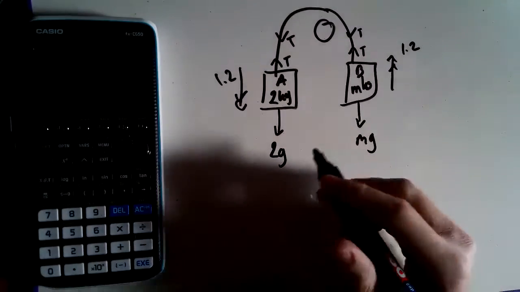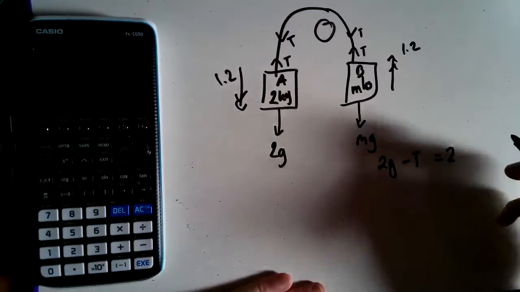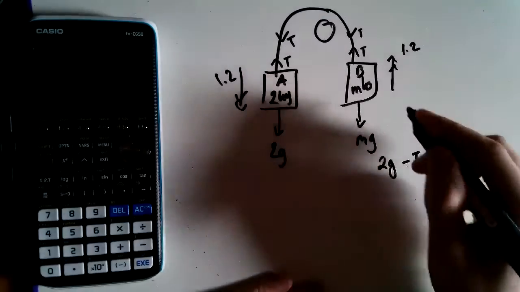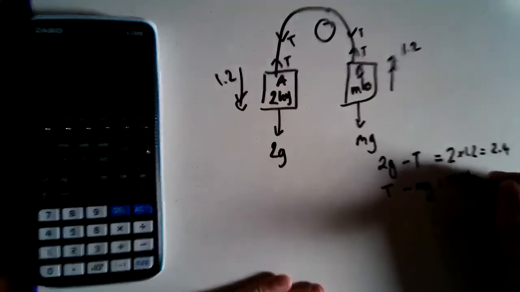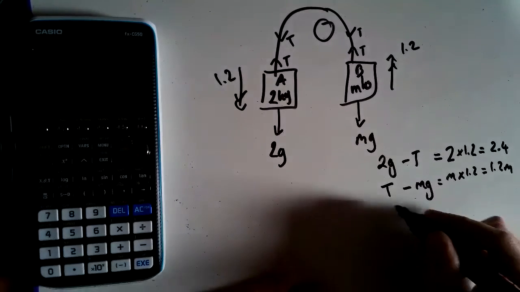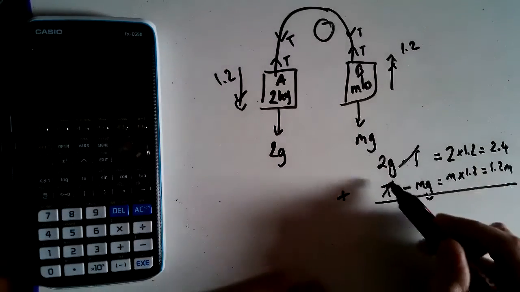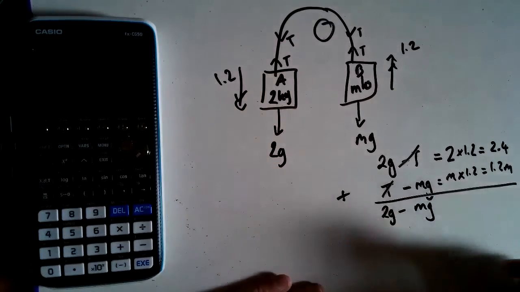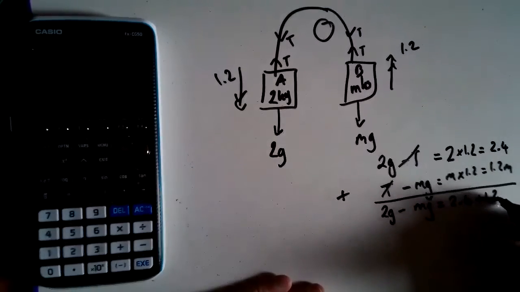So get your 2 equations. So for A, it's going to go down, so 2g minus T is 2 times a, which is 2.4. Then for B, T minus mg equals m times a. Remember, a is 1.2, that's just 1.2m. So I can do the same thing as before, I can add both equations so that the T's cancel out. So I've got 2g take away mg, because plus and a minus makes a minus. On this side, I've got 2.4 plus 1.2m.